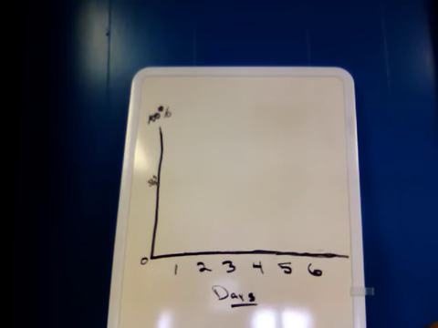Before we can talk about how a person remembers information, let's talk about how we forget information. This chart is called the forgetting curve. It was discovered back in 1883 by Hermann Ebbinghaus, a German scientist.